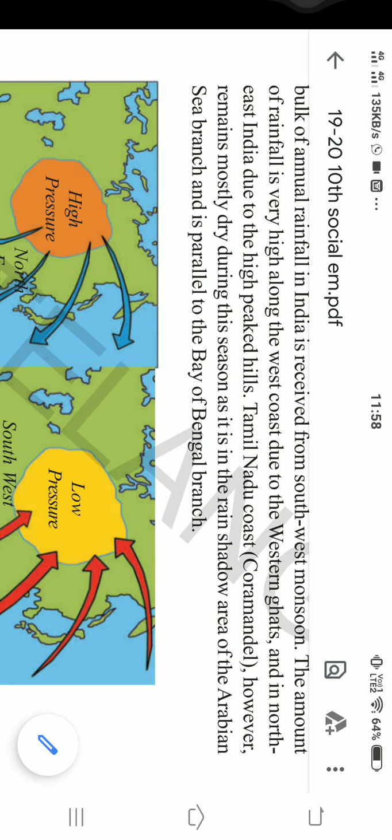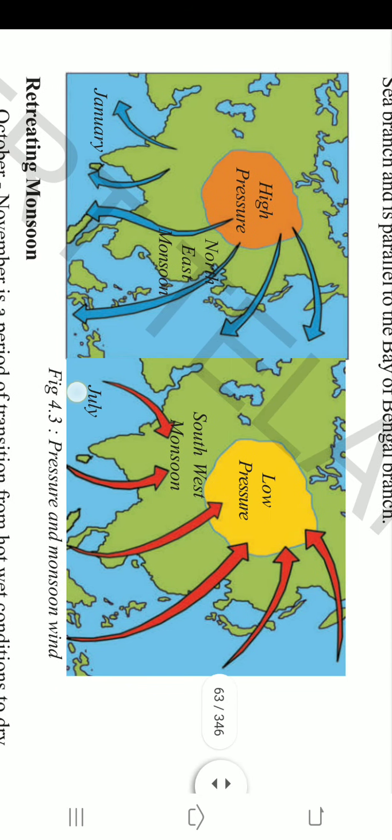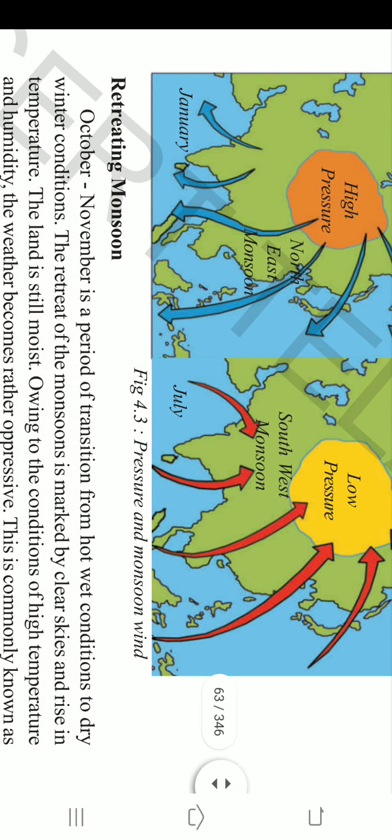Next, moving to retreating monsoons. Can you see this figure 4.3? What do you see? There are two figures: one is southwest monsoons and the other is northeast monsoons. During the northeast monsoons period, it becomes reverse. That is, a high pressure belt forms on the Tibet plateau, and a low pressure belt forms on the Indian Ocean. Right? This is retreating monsoons.